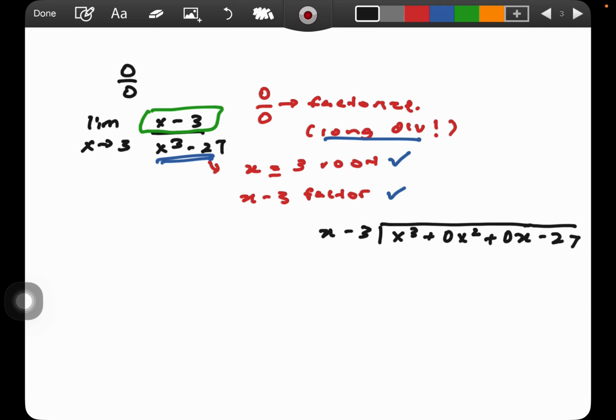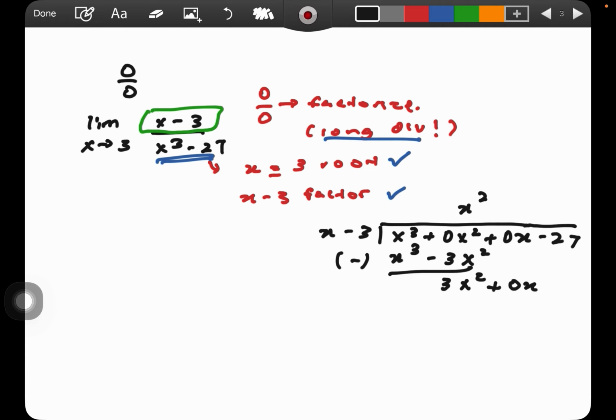So you see, I want to eliminate the x cubed. So what times x will give me x cubed? That is just going to be x square. So x square times x going to be x cubed. Then x square times negative 3 going to get minus 3x square. Hope you are clear until there. Of course, when I want to do long division, I will subtract. So x cubed gone. 0 minus negative 3, that's going to give me 3x square positive. Please press the calculator.